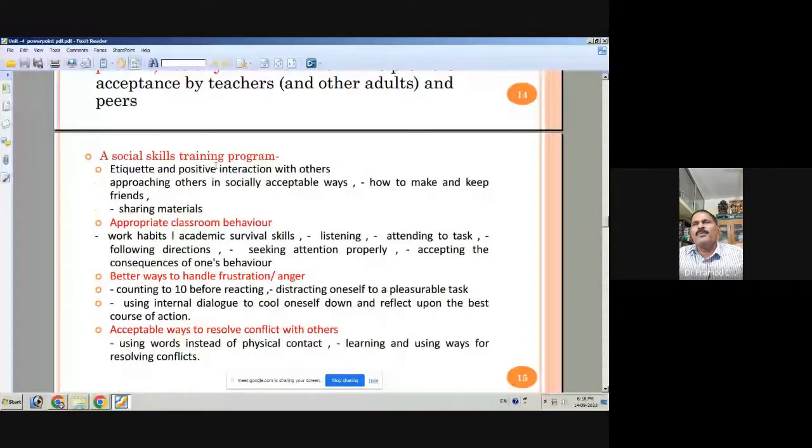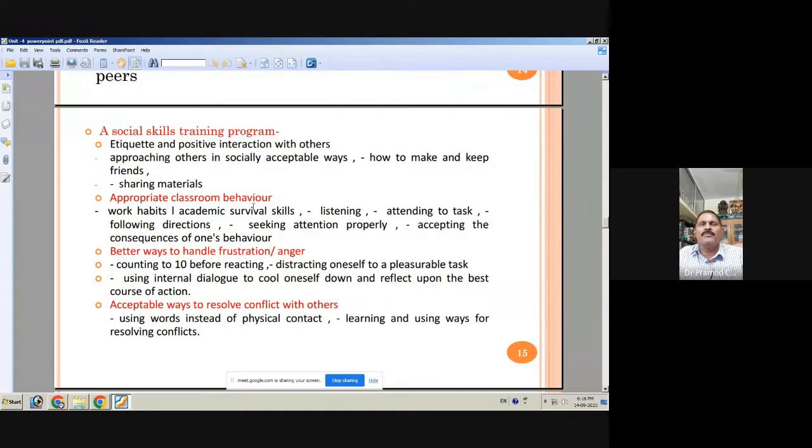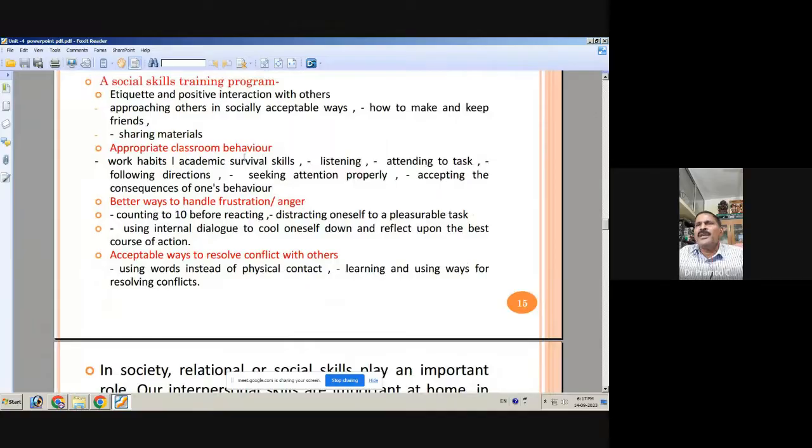The social skill training program should be there, and approaching others in socially acceptable ways is very important. How to make and keep friends, how to share materials among friends, that is the social skill training program. Equity and positive interaction with others is very important. We must approach others in socially acceptable ways, not uncivilized ways. How to make and keep friends is very important. We know the methods, and always we must share different materials among ourselves. Another point is appropriate classroom behavior.